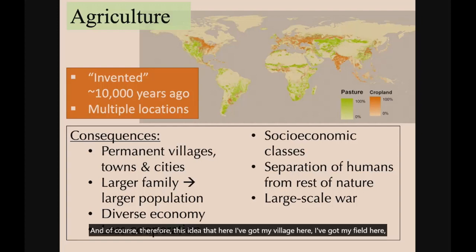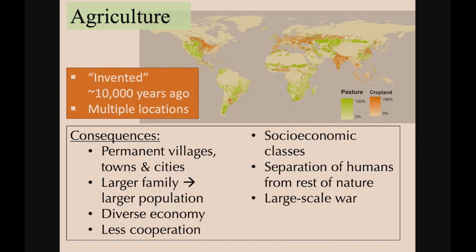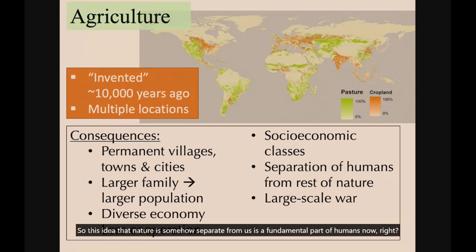And, of course, therefore, this idea that here I've got my village, here I've got my field, here I've got my stuff that I need to eat, my family is going to use to eat, my village is going to use to eat. Here it is, and out there is all the stuff that's trying to harm me. So this idea that nature is somehow separate from us is a fundamental part of humans now, right?